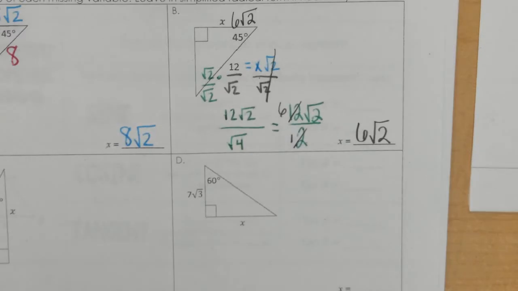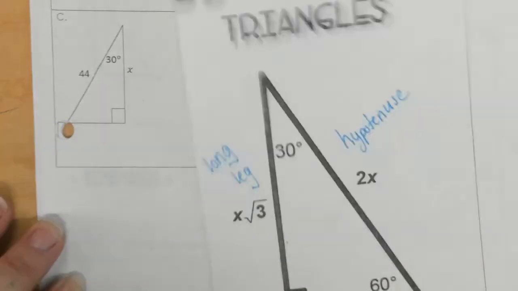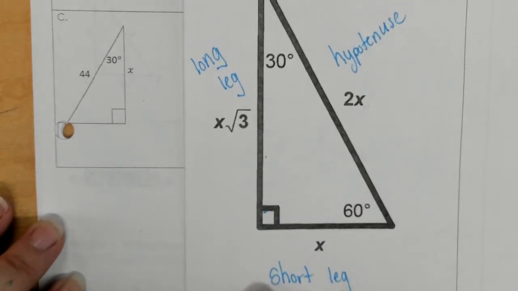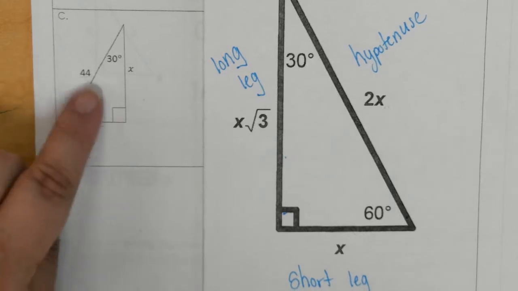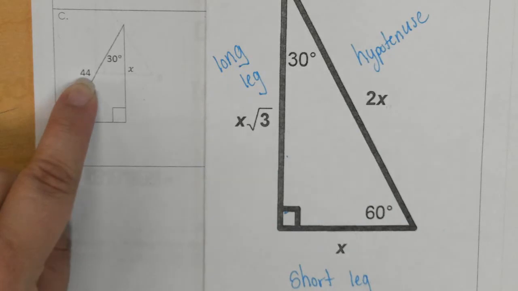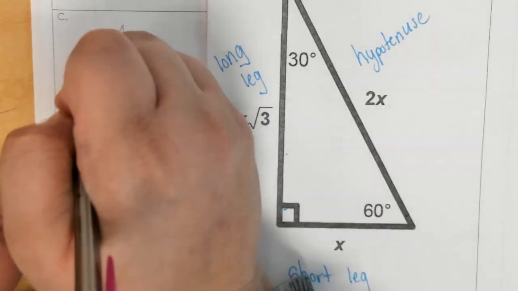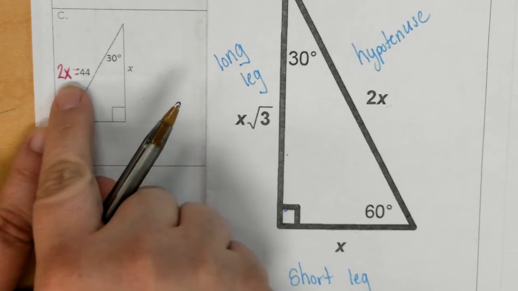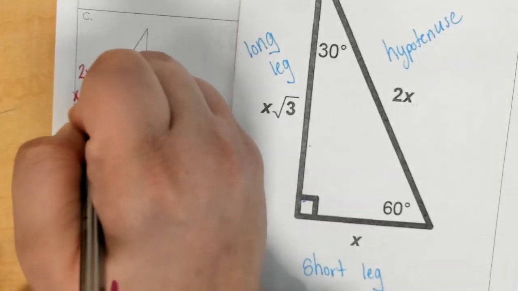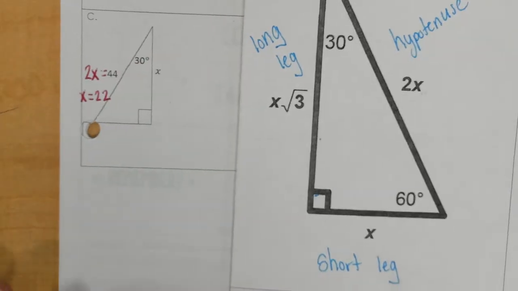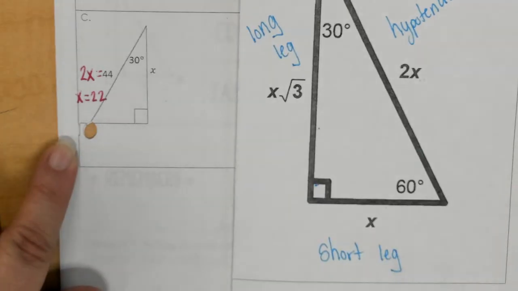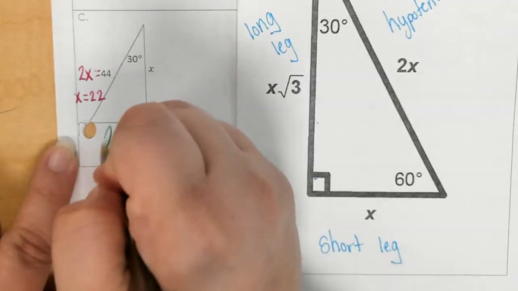Okay, moving on to letter C. We have a 30, 60, 90. So we're working with this here. Our hypotenuse is given, and that is 2x. For hypotenuse, we were using a pink color. So I say 2x equals 44, and that means x is really 22. That 22 represents your short leg. Our short leg is 22.